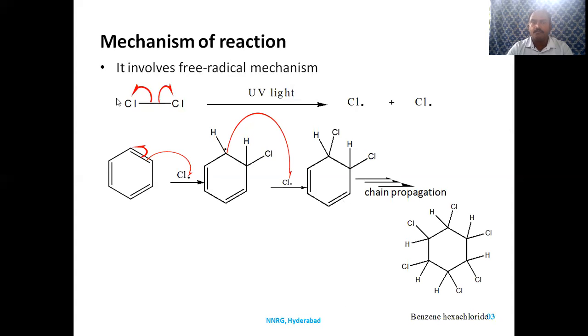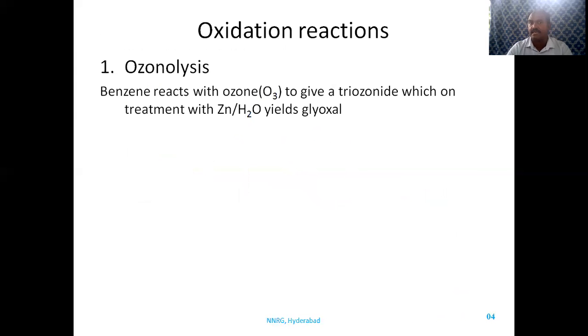Here we have seen only 1 mole of chlorine, but all 3 moles of chlorine undergo similar type of reaction, free radical mechanism, and all the 6 chlorine atoms are attached to the 6 carbons to form benzene hexachloride, which is called gammexane, a powerful insecticide. So similarly, hydrogenation takes place by the same free radical mechanism, free radical hydrogenation or halogenation. Next reaction we call the oxidation reaction.